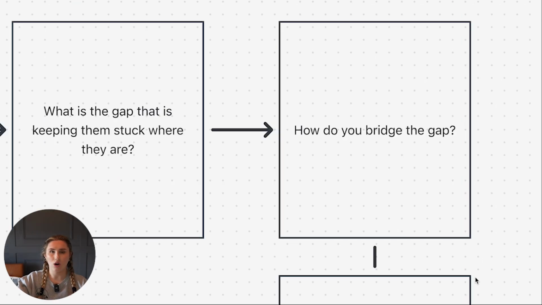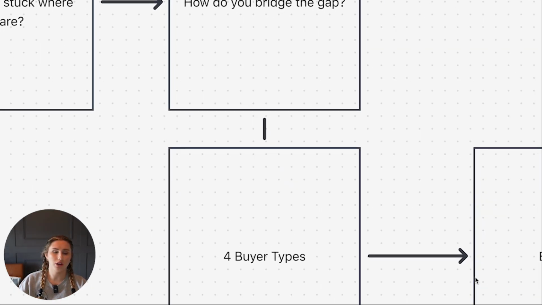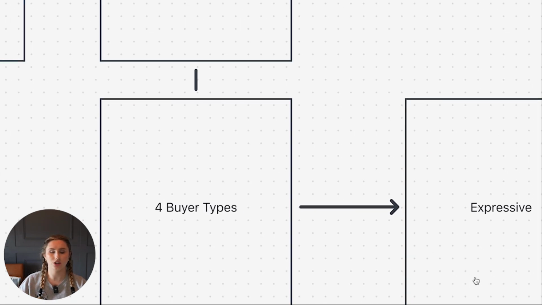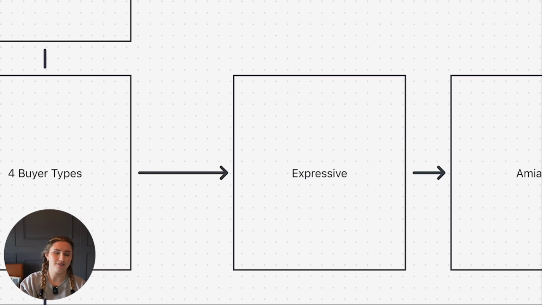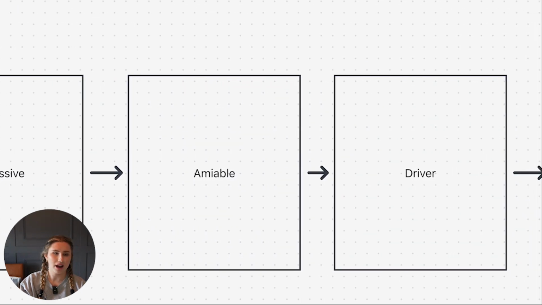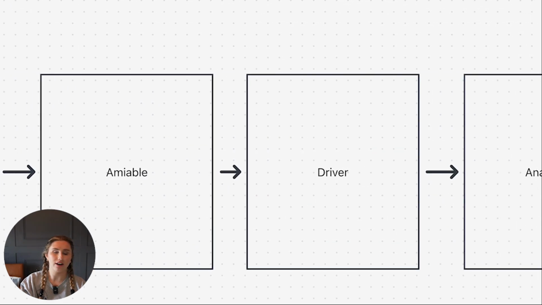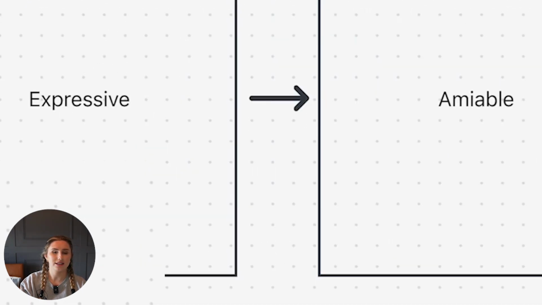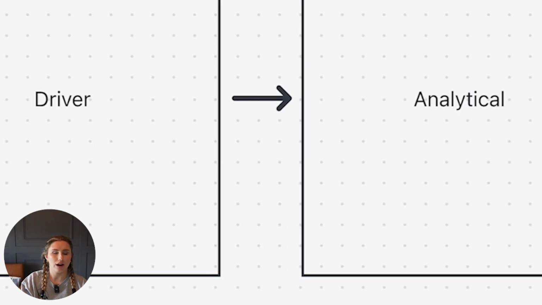Now you're going to take all of this information and you're going to package it in ways that are going to be activating to the four different types of buyers. So we've got expressive buyers, amiable buyers, driver, and analytical buyers. So your expressive and amiable buyers, those are your more emotional buyer types, whereas your driver and analytical buyers, those are your more assertive buyer types.